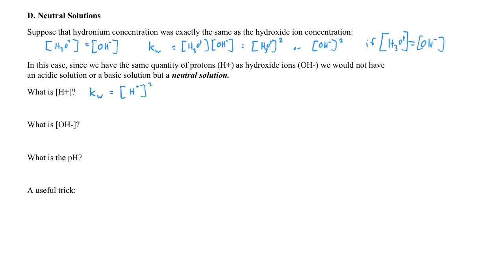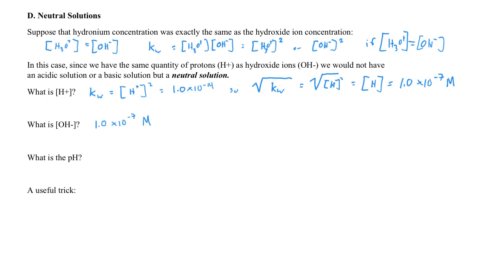So we know that in a neutral solution, the square of the H plus ion concentration is equal to Kw. So then to find H plus, we just take the square root of Kw, which is equal to the square root, of course, of H plus squared, which is just equal to the concentration of H plus. And that will give us the value, which is 1.0 times 10 to the minus 7 molar. And then because we know we are in a neutral solution, we know that hydroxide ion concentration and hydronium ion concentration are equivalent. So we can say that hydroxide is also 1.0 times 10 to the minus 7 molar.